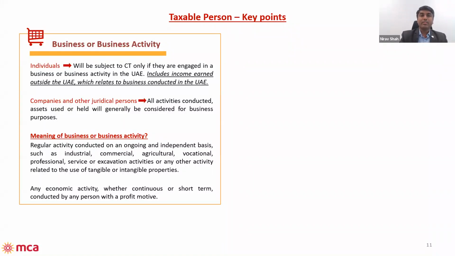Now, what is the meaning of business and business activity? In a nutshell, it is any activity which a person is undertaking in terms of industrial, commercial, professional, vocational, etc., which is on a continuous basis and for the purpose of earning profit out of it. If that is the motive, then the activity will be considered as a business or business activity, and accordingly, that would be subject to UAE corporate tax.